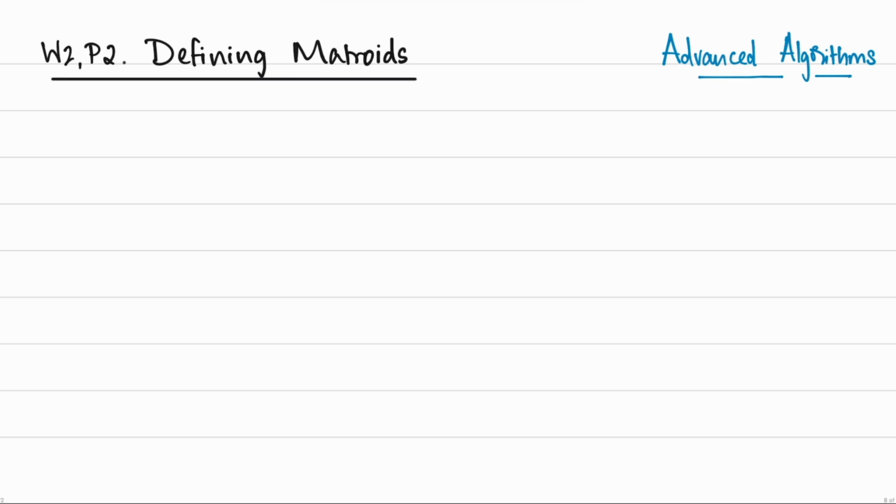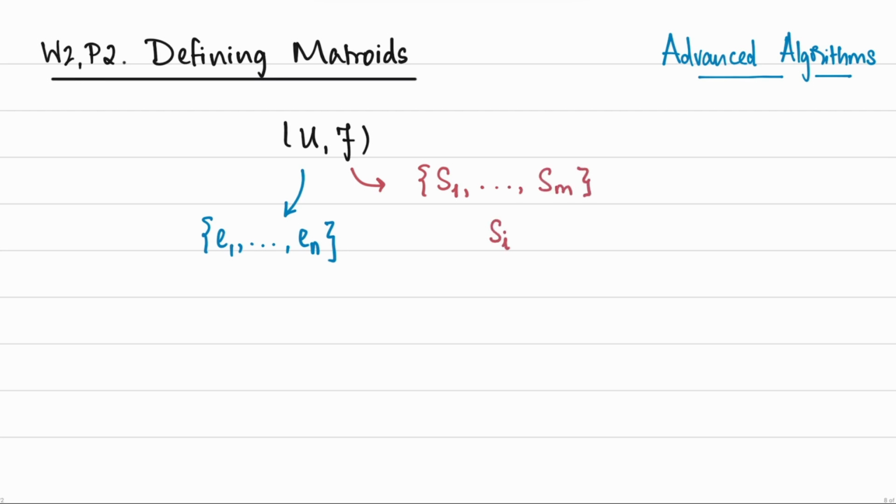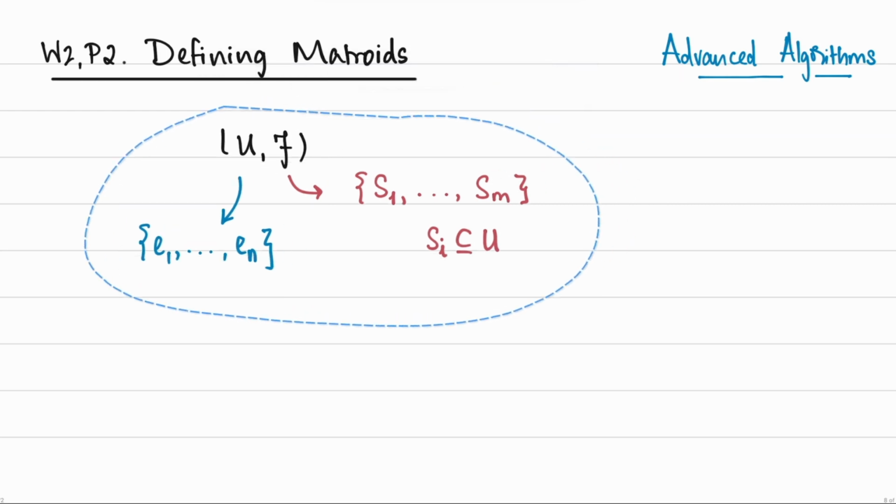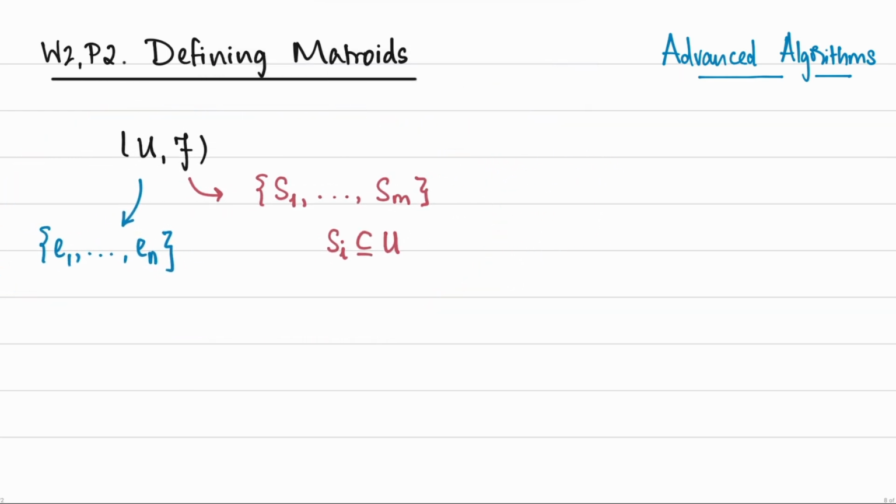So recall that we are working with a universe and a family over the universe. So that's the pair of objects of interest right now. The universe consists of elements that we denoted E1 through En, and the family consists of subsets of the universe which we denoted S1 through Sm. So recall that each Si here is a subset of U, right? What makes such a pair of objects a matroid? Well, we need this pair to satisfy three properties, and I'm going to list them out here.